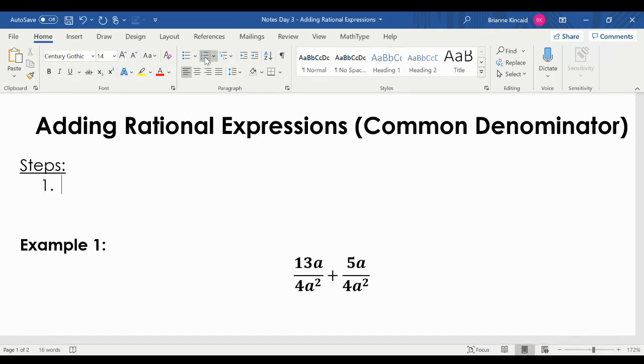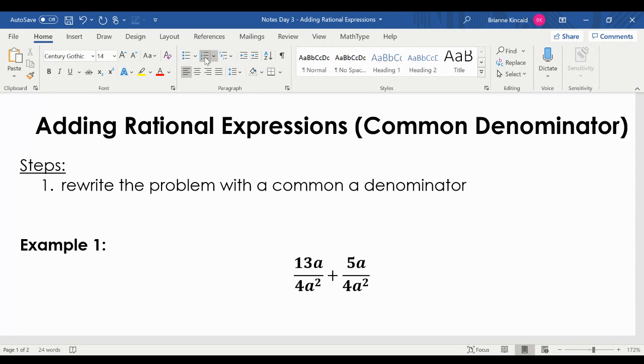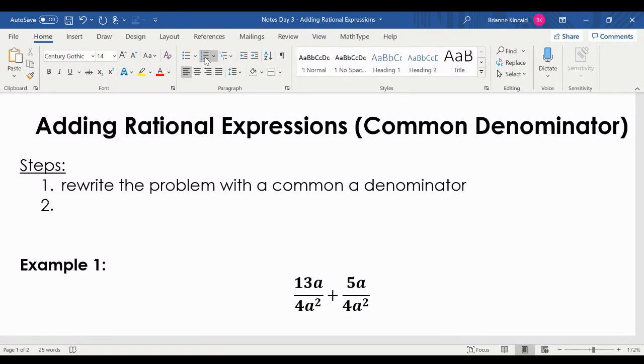Step number 1 isn't going to apply in this video, but we're still going to include it just to keep it consistent. So the first step is you want to rewrite the problem with a common denominator. That means both fractions should have the same number, monomial or polynomial in the denominator. Step number 2, we're going to go ahead and combine. Basically, we're going to add the fractions.